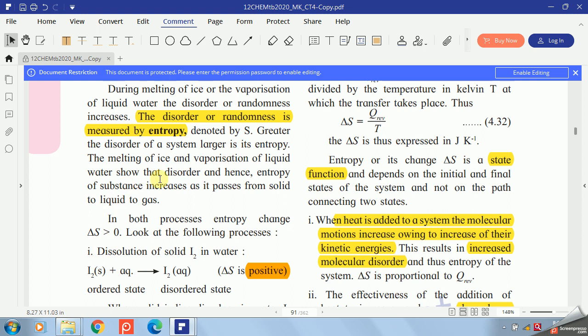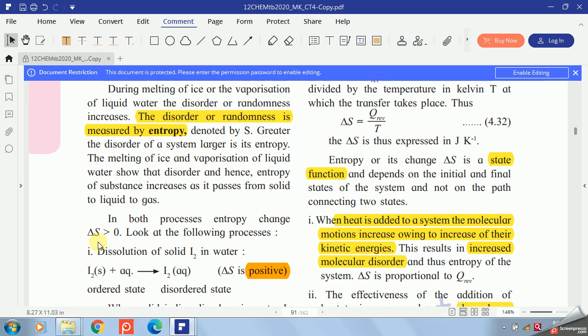So melting of ice and vaporization of liquid show disorderness. If disorderness increases, entropy increases. So let us see some examples. If you observe the change in entropy, initial to final, when ice changes to water, the solid gets converted to liquid, and the ordered molecules get into disorderness.